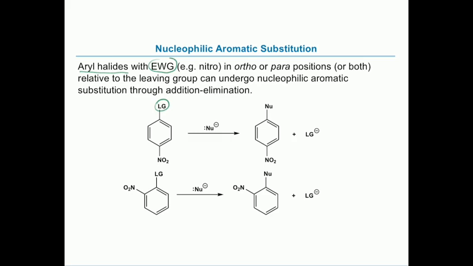that also has an electron withdrawing group. Very typically it's a nitro, and the nitro is going to be ortho or para, sometimes even both. You may have multiple relative to your leaving group. So you're looking for something where nitro, in this case, is para to the leaving group, or nitro is ortho to my leaving group. And once again, the leaving group here is something like fluoride, chloride, or bromide.